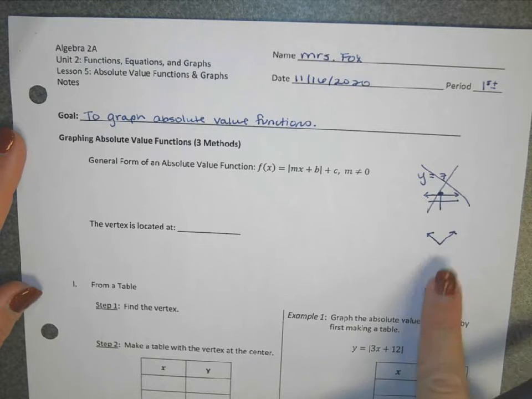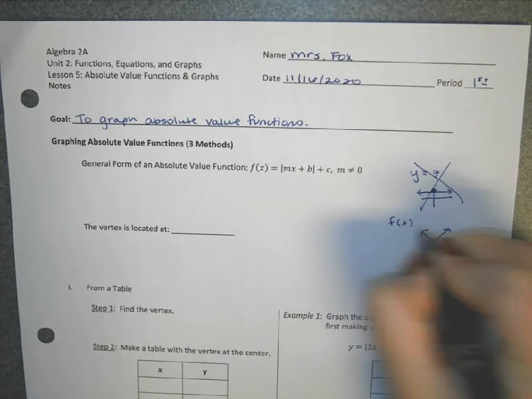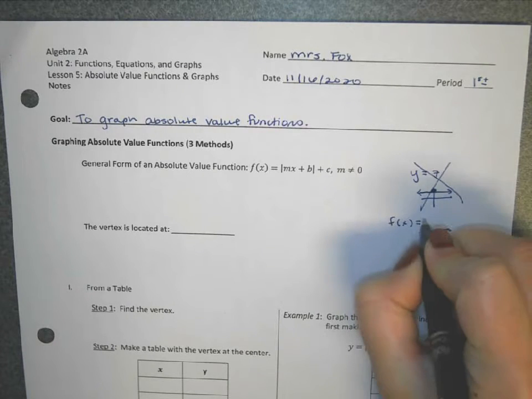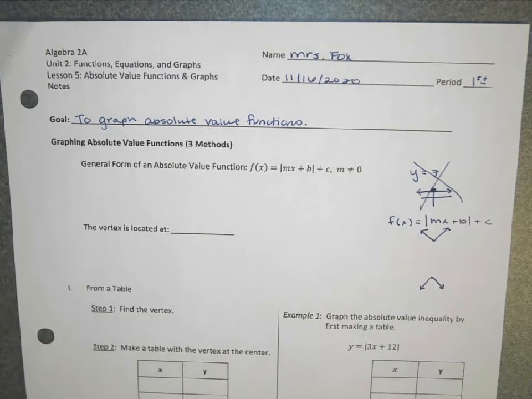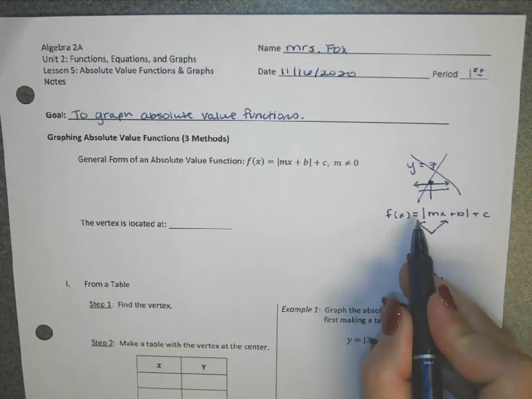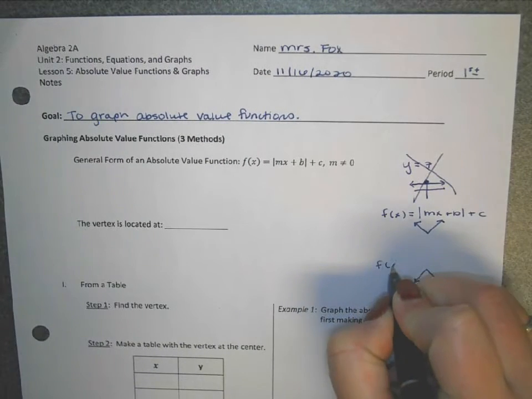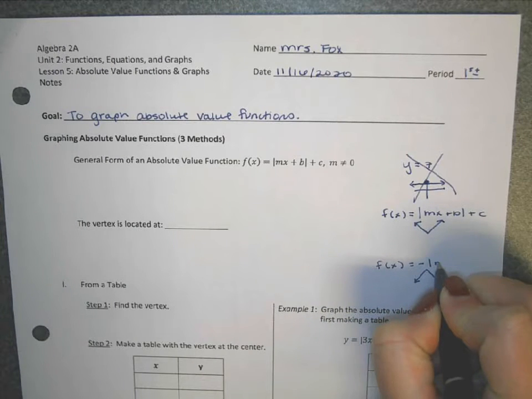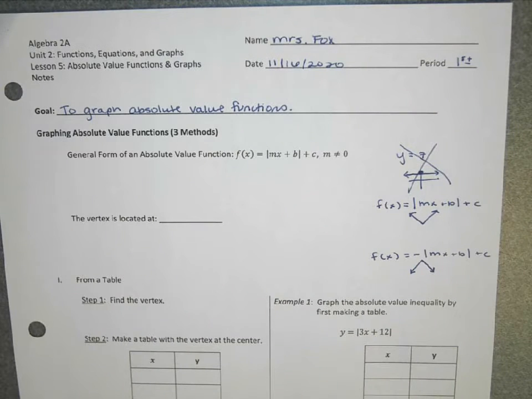It will look like a v if our equation looks exactly something like this. In order for it to be upside down, there would have to be a negative sign in front of the absolute value bars, or a negative number outside the absolute value bars. But you'll see where that is in just a little bit.